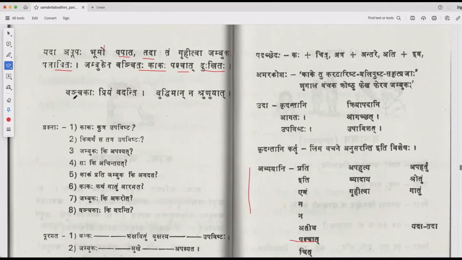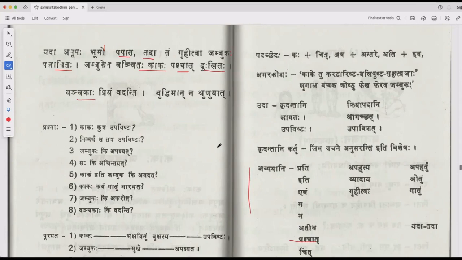Vanchakaha priyam vadanti, buddhiman na shrunuyat. Vanchaka, the cheater. Vanchakaha, pullingam, priyam, sweet. Priyam vadanti is the plural form of vadanti. I don't know what buddhiman is. A buddhiman is an intelligent person. I don't know the grammatical form. Buddhiman is a takarantaha pullingaha, taddita. Buddhimat. Takaranta pullingaha buddhimat shabdaha: buddhiman, buddhimantau, buddhimantaha. So buddhiman is dvitiya vibhakti, isn't it? No, prathama vibhakti.